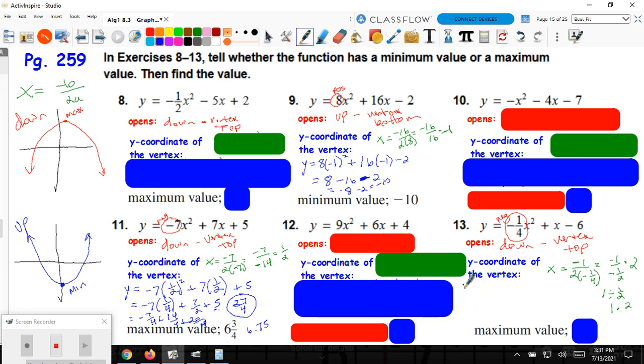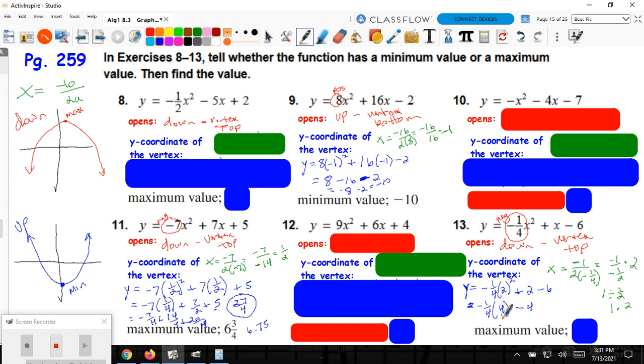So y equals negative 1/4 times 2 squared plus a 2 minus a 6. So that's going to be 4. So it's going to end up being negative 1/4 times 4. And then 2 minus 6, we can do that right now. That's going to be a negative 4.